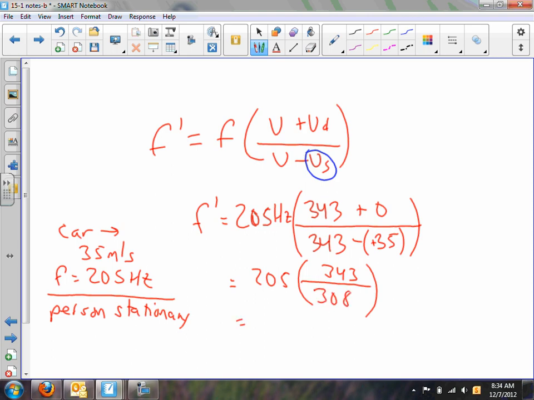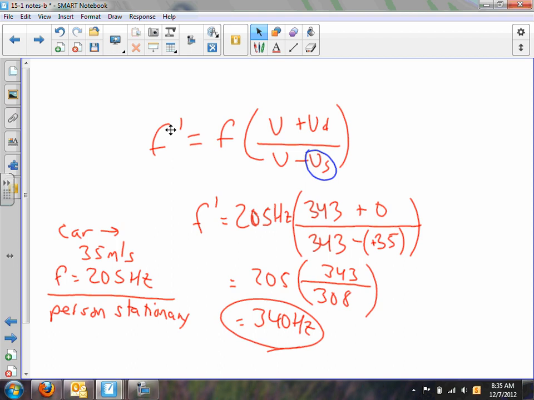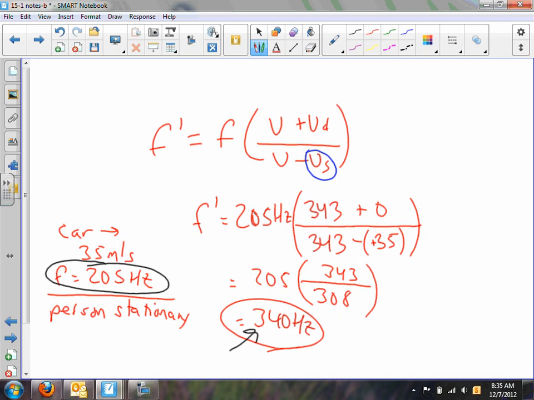And if you multiply those together, 205 times 343 divided by 308, you get 228 hertz. Notice the pitch right here is a lot higher than the original frequency because those waves got compressed toward the detector.